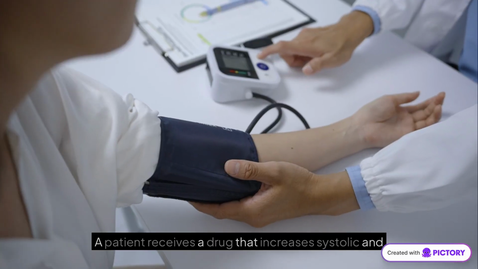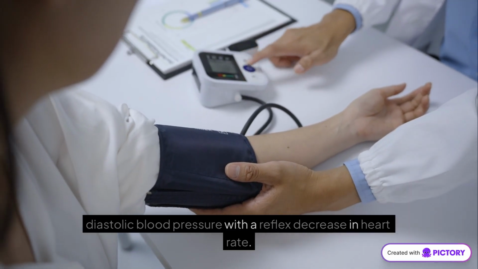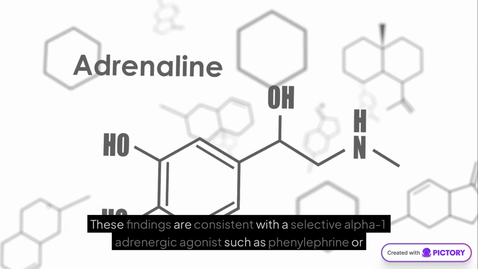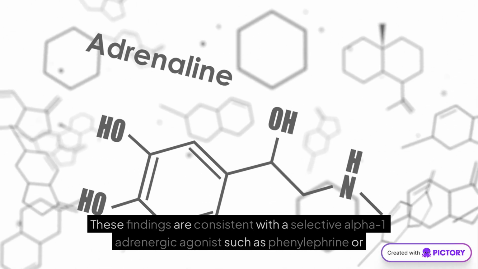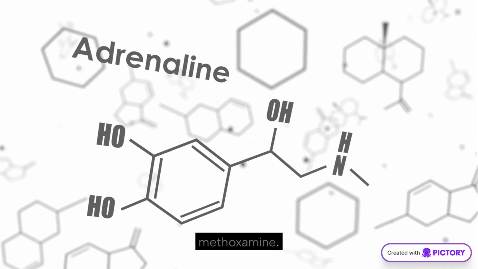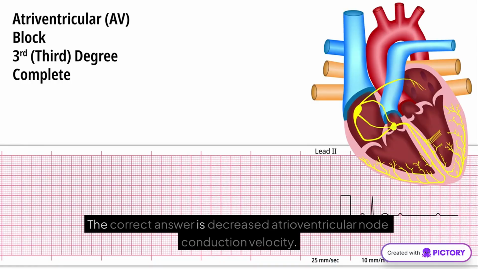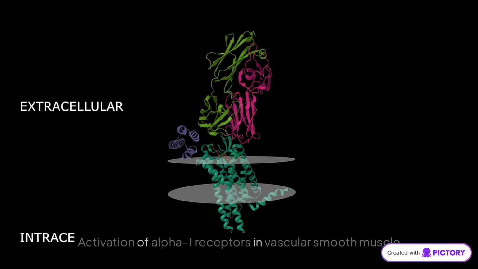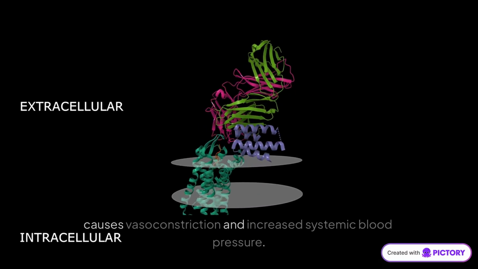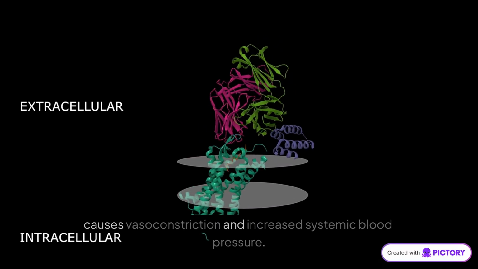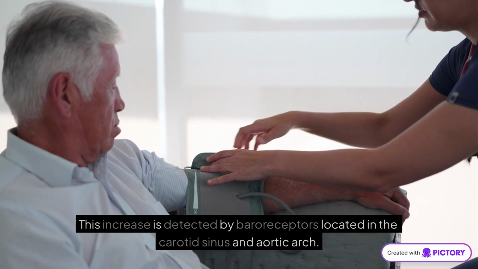A patient receives a drug that increases systolic and diastolic blood pressure with a reflex decrease in heart rate. These findings are consistent with a selective alpha-1 adrenergic agonist such as phenylephrine or methoxamine. The correct answer is decreased atrioventricular node conduction velocity. Activation of alpha-1 receptors in vascular smooth muscle causes vasoconstriction and increased systemic blood pressure. This increase is detected by baroreceptors located in the carotid sinus and aortic arch.